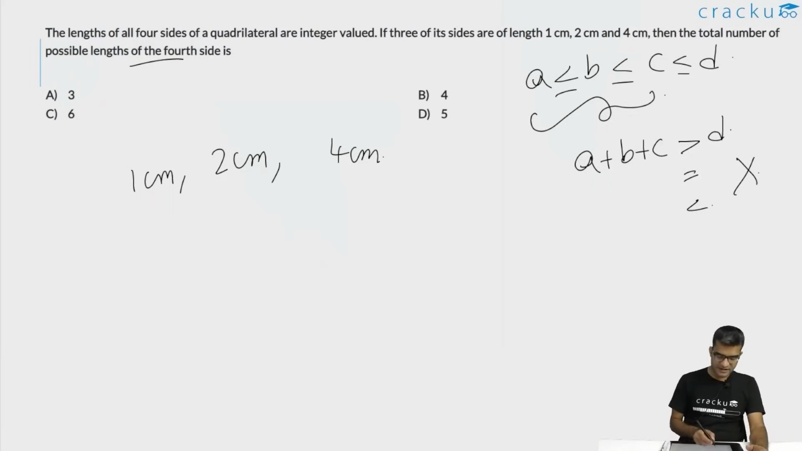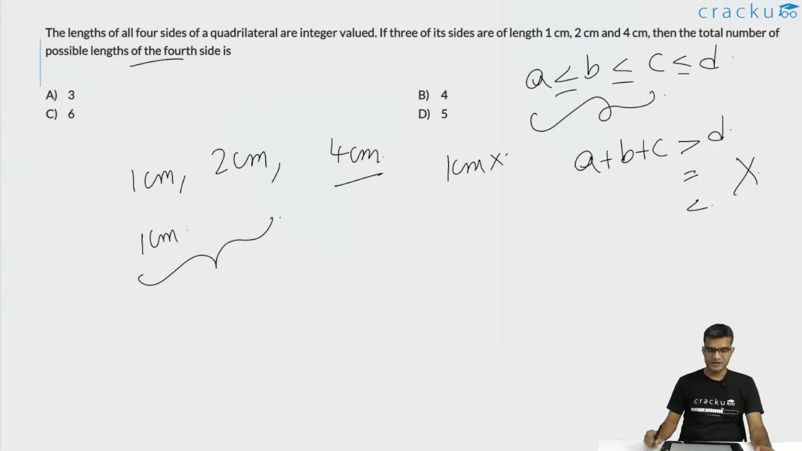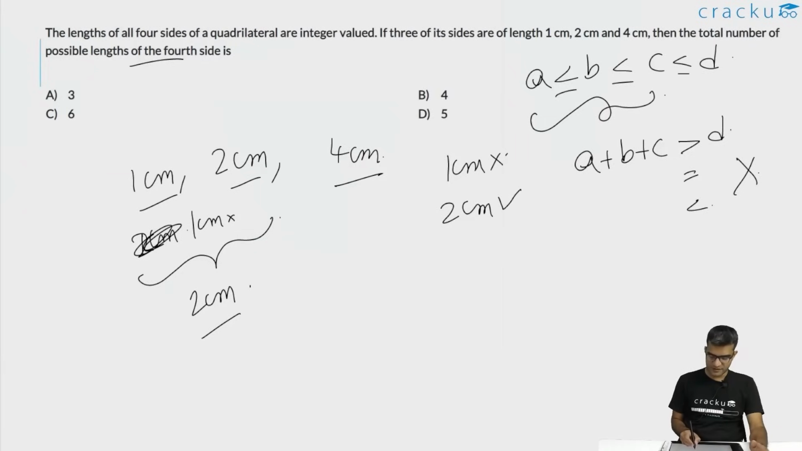So can the length of the fourth side be equal to 1 centimeter? In that case, the sum of these 3 will be 1 plus 1 plus 2, which is equal to 4 centimeters, which is the same as the length of the largest side. So that is not allowed, so 1 centimeter is not allowed. Can it be 2 centimeters? If 2 centimeters, the sum of these 2 is 3 centimeters, plus 2 is 5 centimeters, which is greater than 4 centimeters. So 2 centimeters is allowed.